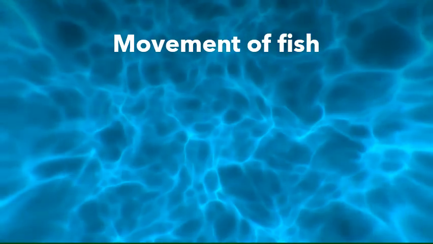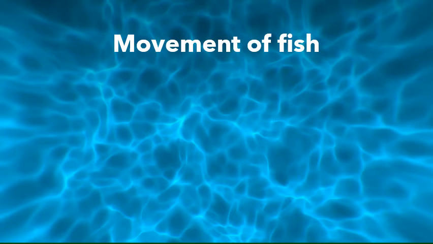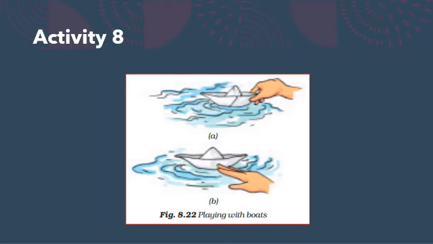Next is movement of fish. How does a fish move in the water? First, there is a small activity in page number 74. Activity 8. Make a paper boat, put it in the water and push it with a narrow end pointing forward. Did it go into the water easily? Did it go inside the water easily? Now hold the boat sideways and push it into the water from the broad side. Are you able to make the boat move in the water when you push it from the side?